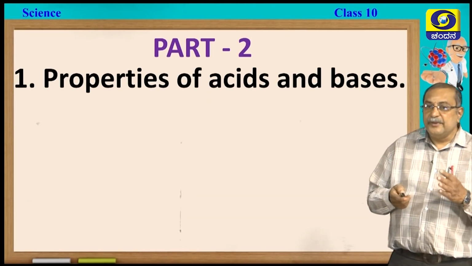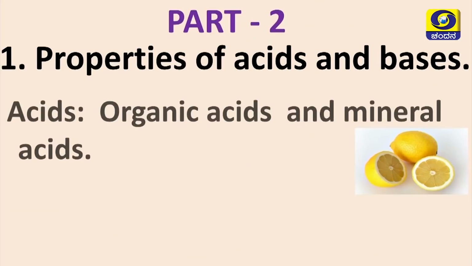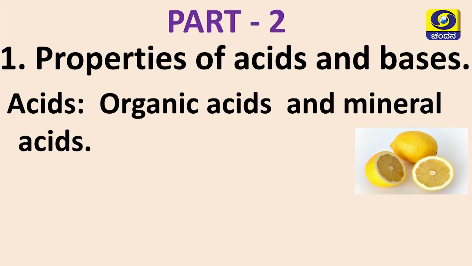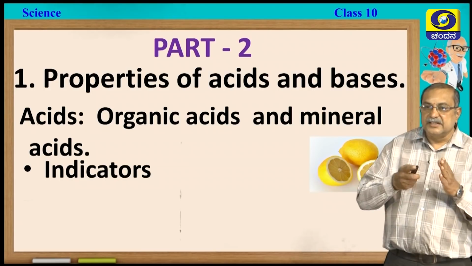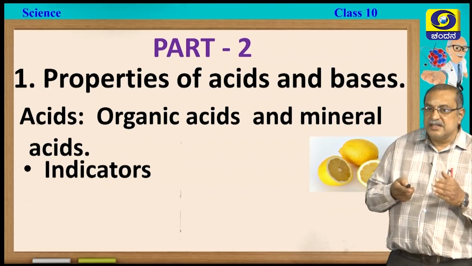Okay. So, properties of acids and bases. In this one we have learned the different types of acids and bases. Okay. So, acids are of two types, organic acid and mineral acid, that we have learned, and also we learned to identify whether the given solution is a base or an acid. So, that is by using indicators.